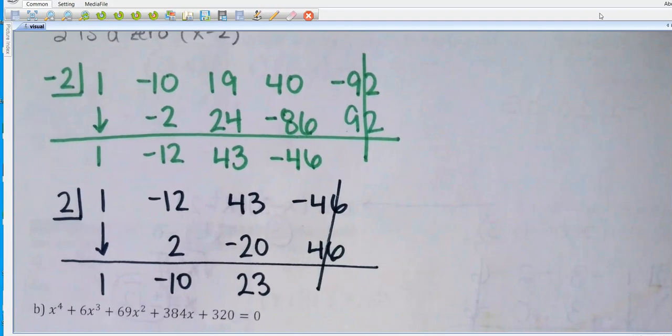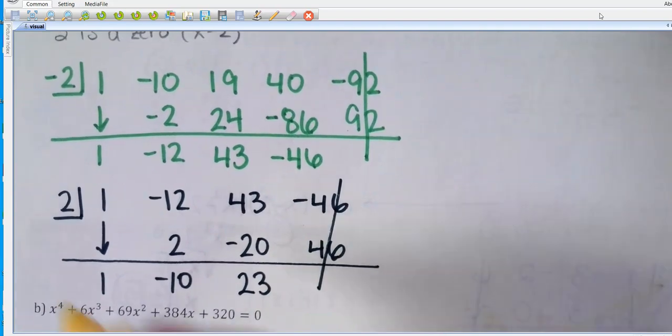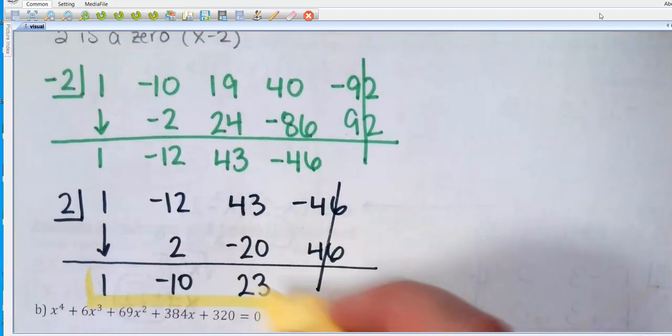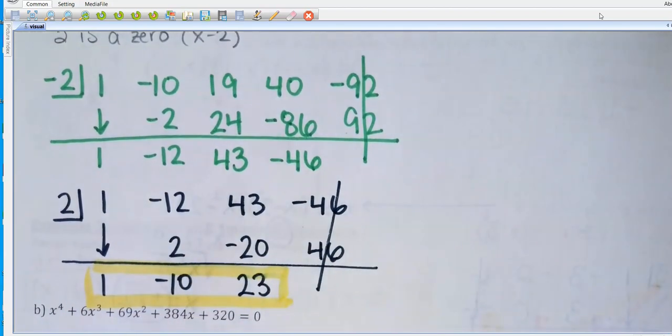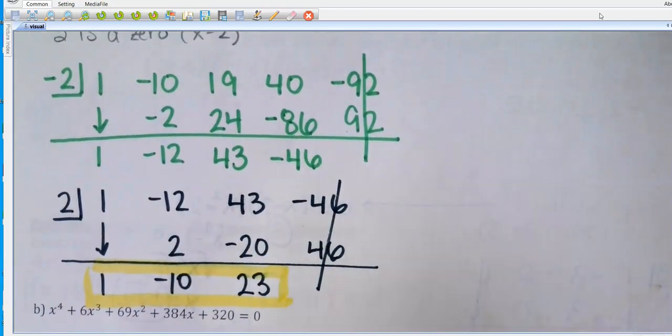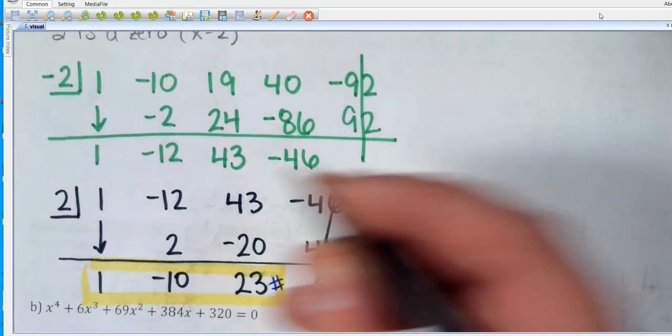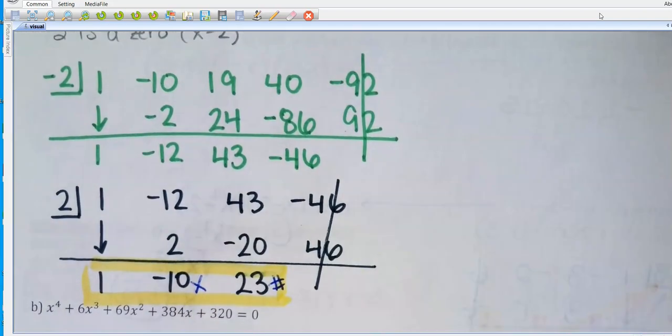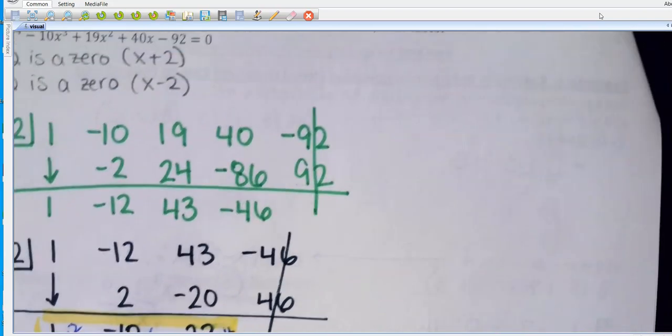All right, what I want to use is the result after the second time we did the synthetic division. So there was no remainder. The 23 is going to be your plain number, your constant. The negative 10 is going to have an x with it, and the 1 is going to have an x squared. Okay, so here's what this means. I did my double divide, right?